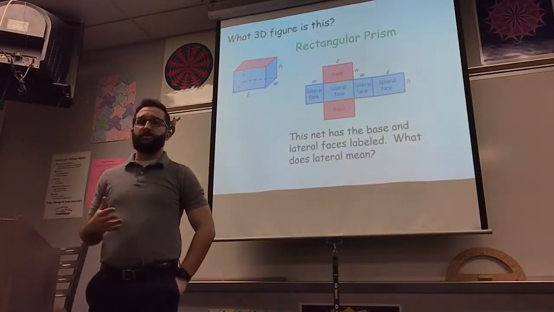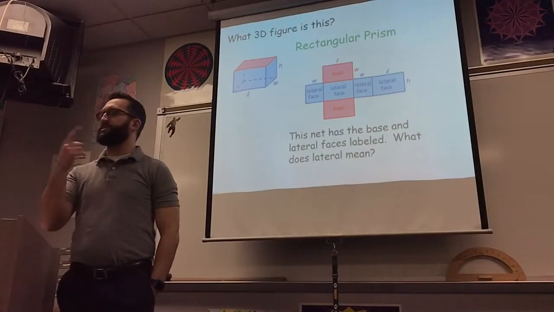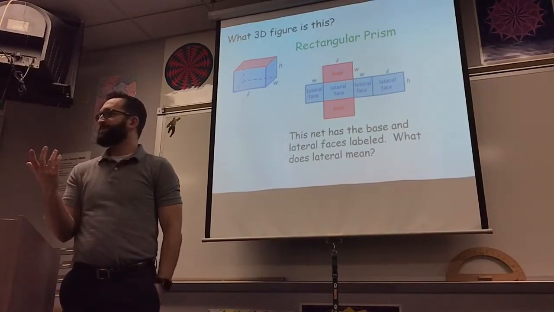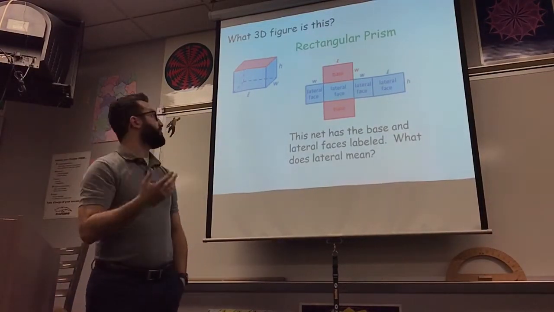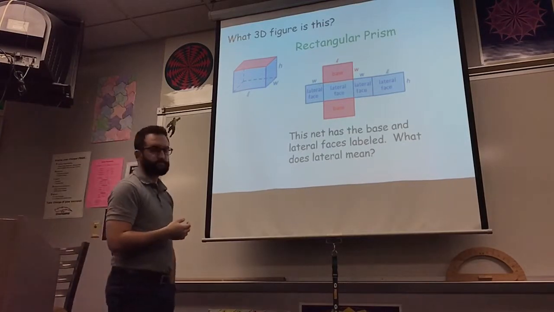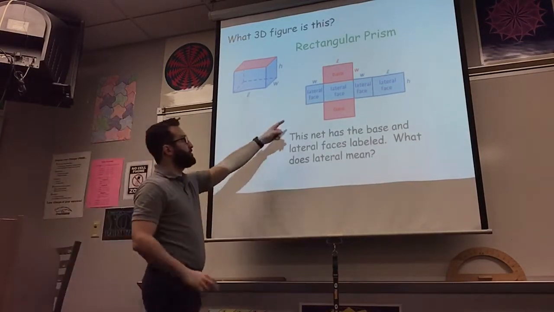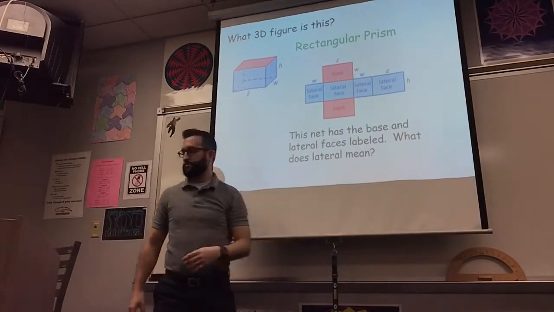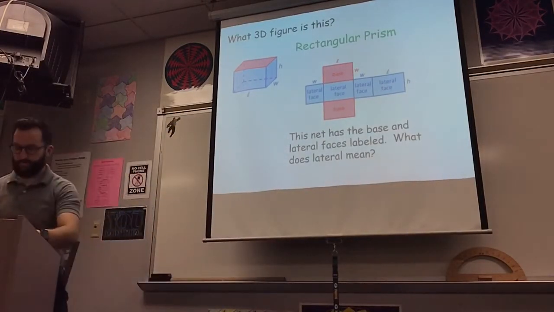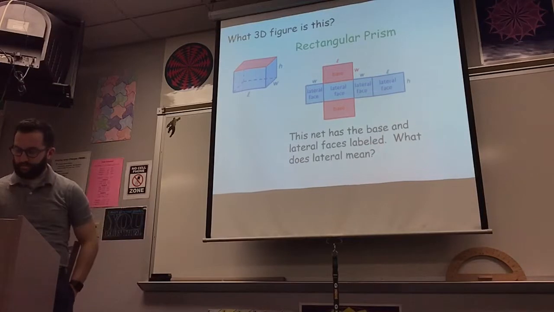Well, in a prism, it's actually a little bit easier. The lateral faces are the faces that aren't the base. They're the faces that aren't the base. So this one would be the left side. Okay? This is like the left. This one right here, that's the right.